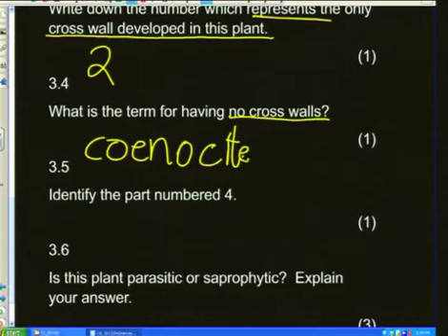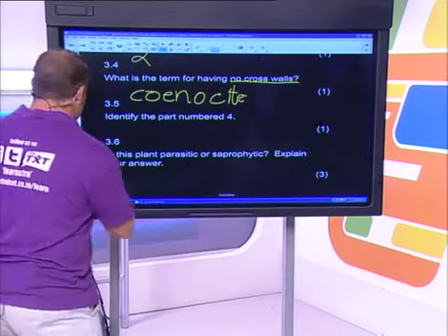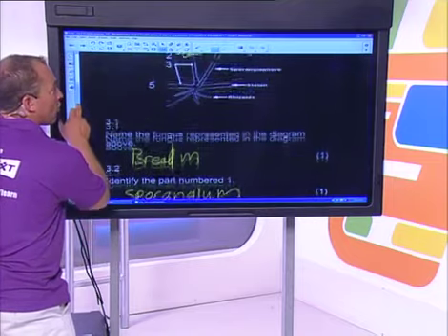Conocyte. It's a conocyte. Okay. Conocytic, in other words. Plain and simple, nice and easy. Conocytic means that it's got cones, no cross walls in it. Okay. Then, identify the part labeled four.